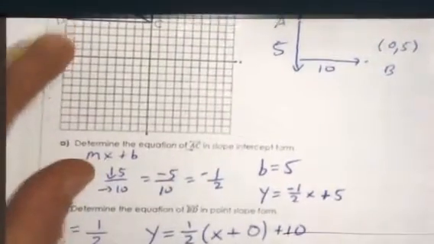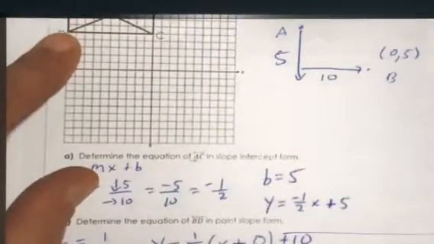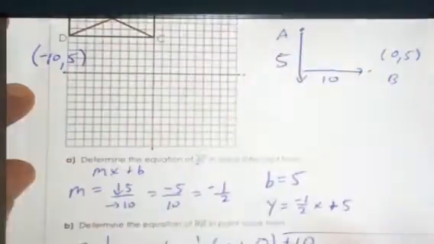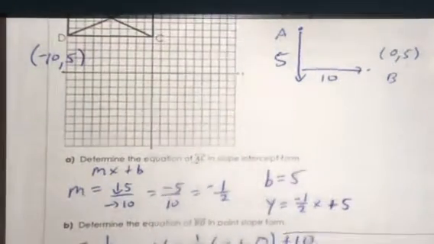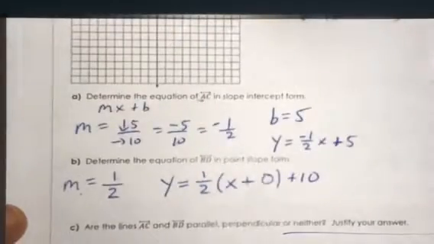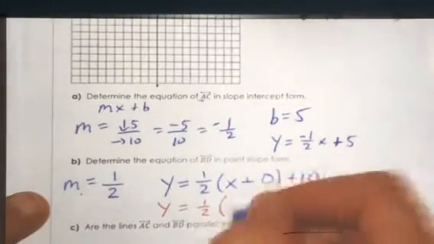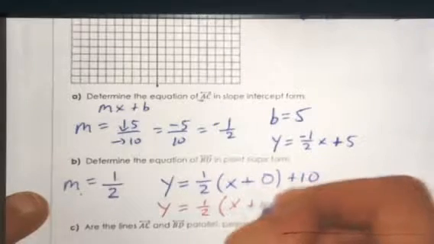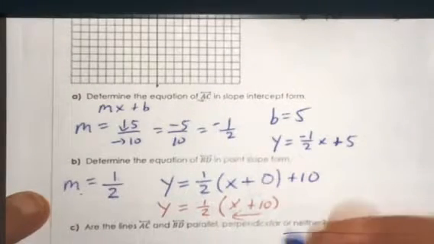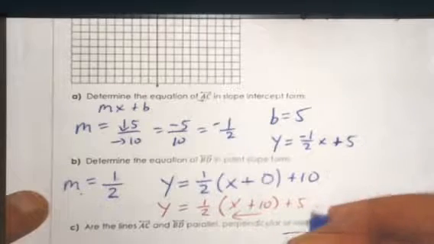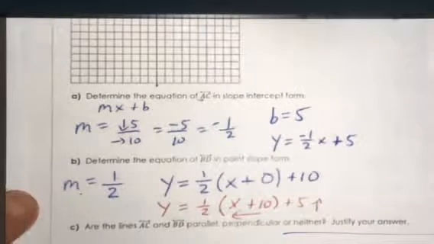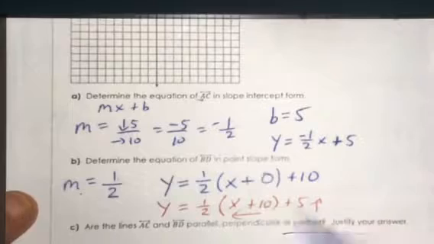If you wanted to use the coordinate D, which is at negative 10, 5, it would look like this. We'll do this in red. Y equals slope of 1/2 still. And now we're going left 10. X plus 10. And then up 5, plus 5. So both of these are correct answers. You don't need them both. You only need one of them.